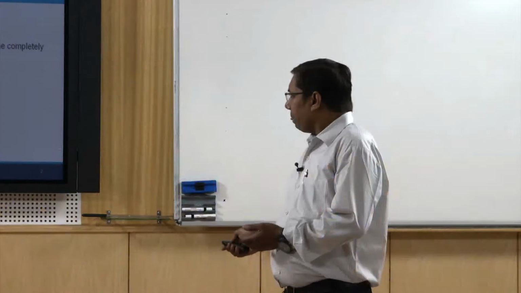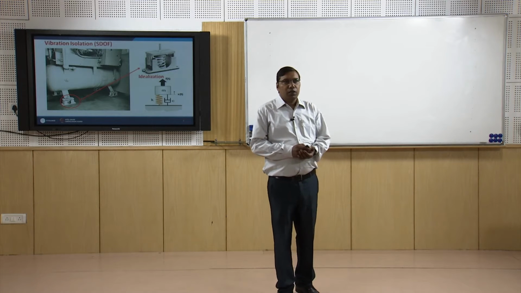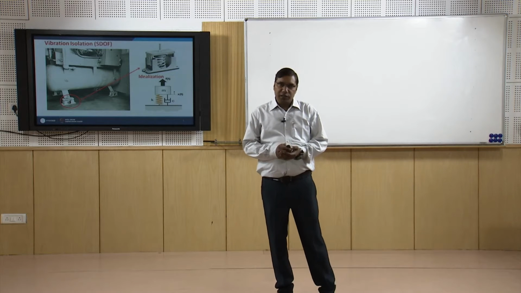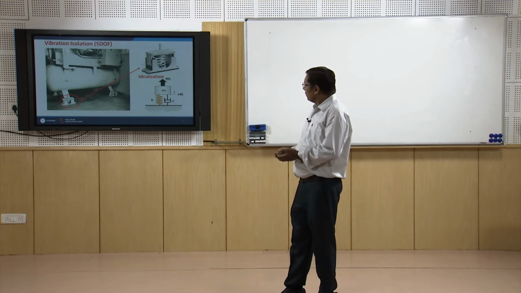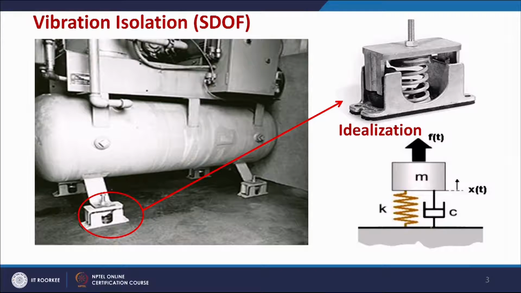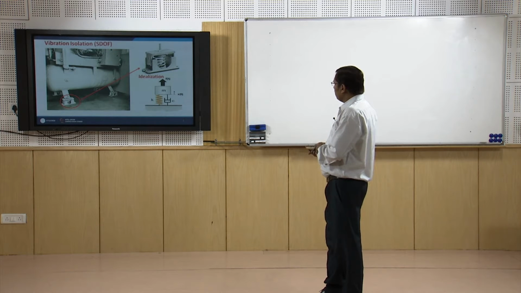So here we will discuss how many degrees of freedom any system should be expressed in. Here the example is one vibration isolator. We can see here is the spring and some damper system, and it can be idealized as a single degree of freedom system. So here is a spring and damper and this mass. So it is a single degree of freedom system.